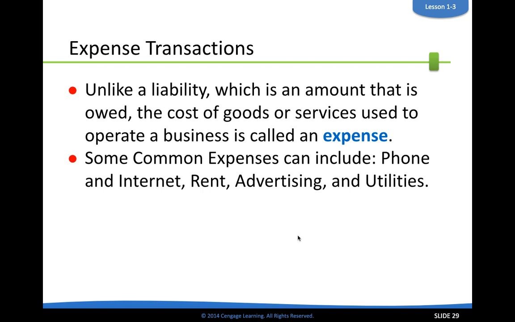Next, we'll work with expenses. So unlike a liability, which is an amount that is owed, the cost of goods or services used to operate a business is called an expense. When the business spends money to conduct business, when Delgado Web Services spends money on things like supplies or whatever, it's considered an expense. So some common expenses can also include phone and internet, can include rent for the office space that they're using, any advertising that Delgado Web Services does to promote their business, and utilities like electricity for operating out of wherever they conduct business.